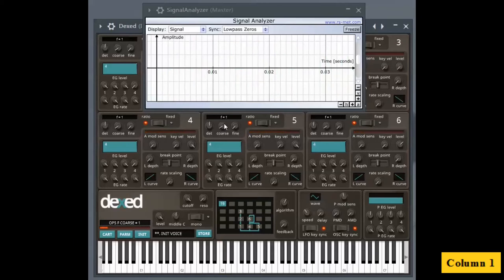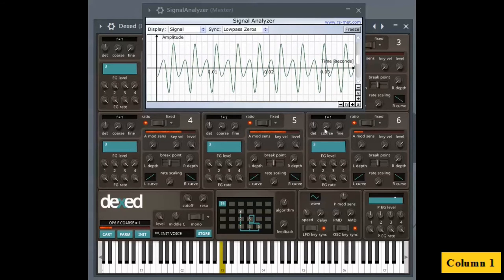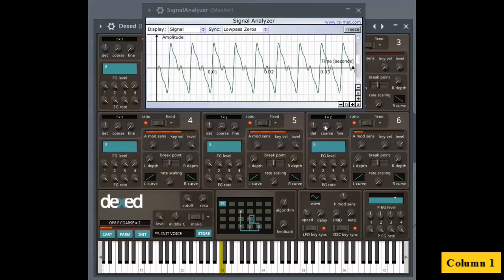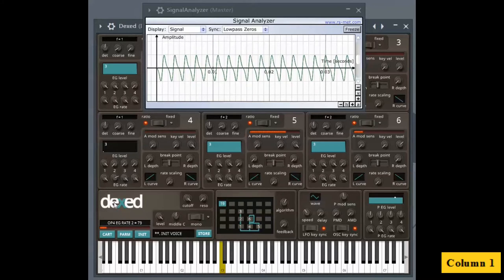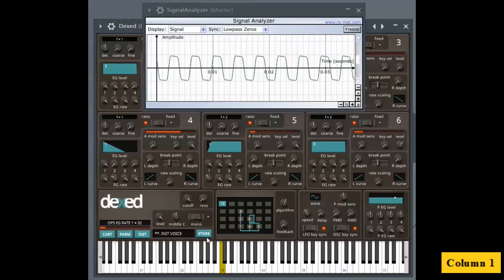Let me quickly construct a square wave which blends into a saw wave just one octave higher. I choose algorithm 19 and switch operator 1 off. For the square wave, I choose operators 4 and 6 with a well-known ratio of 1 to 2, and for the saw wave, I choose operators 5 and 6 with a ratio of 2 to 2, which is the same as 1 to 1, just an octave higher.